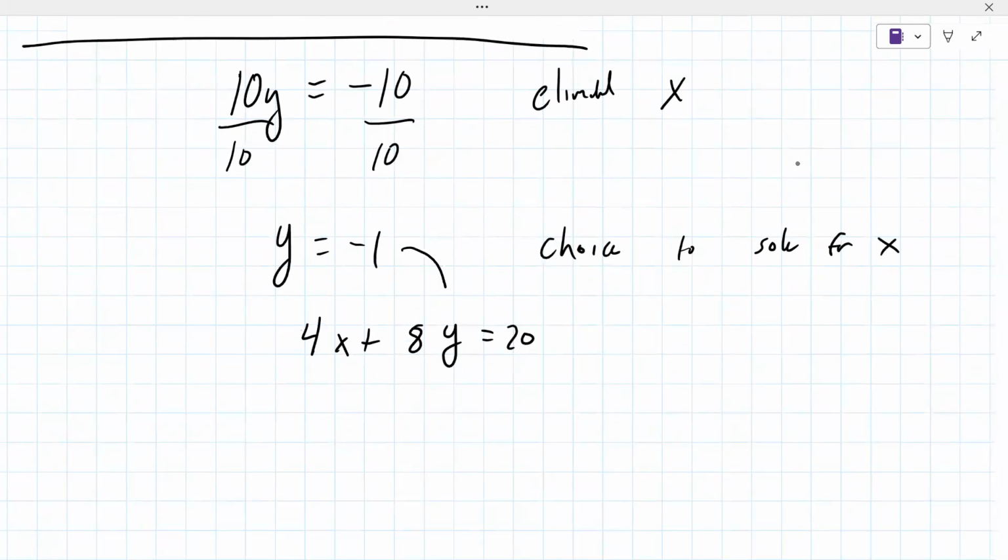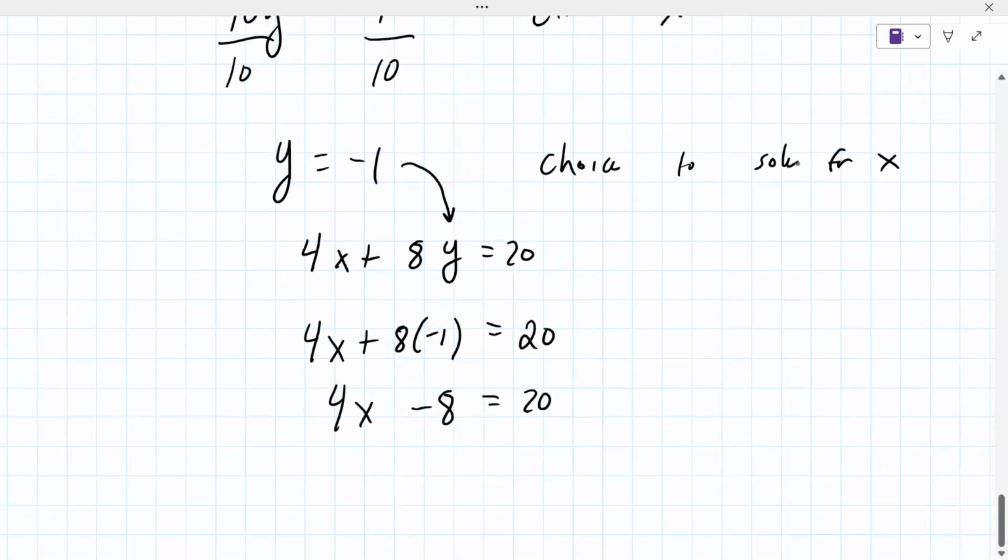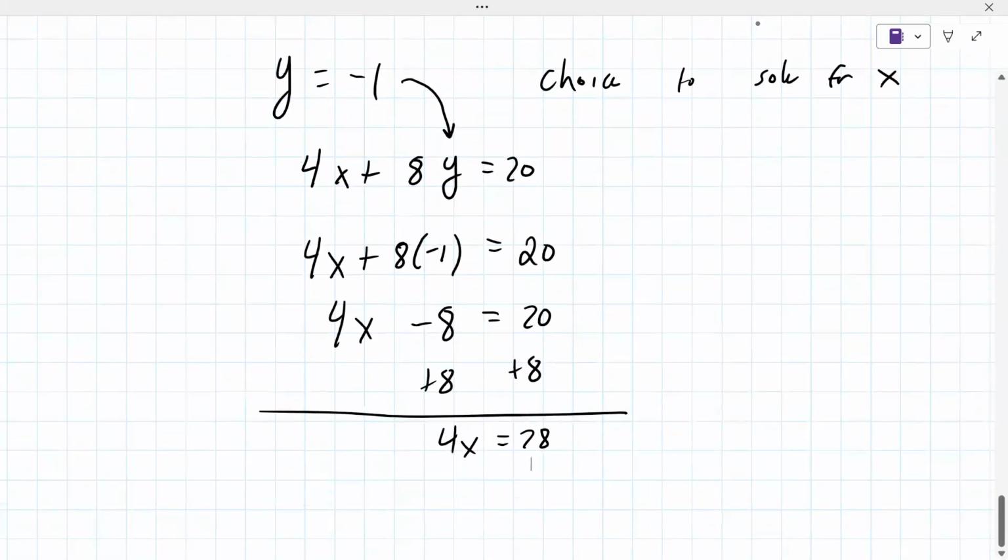So we're putting that value in for y. 4x plus 8 times -1 equals 20. 4x minus 8 equals 20. You're adding 8 to both sides. 4x equals 28. And so x equals 7. Does that make sense?